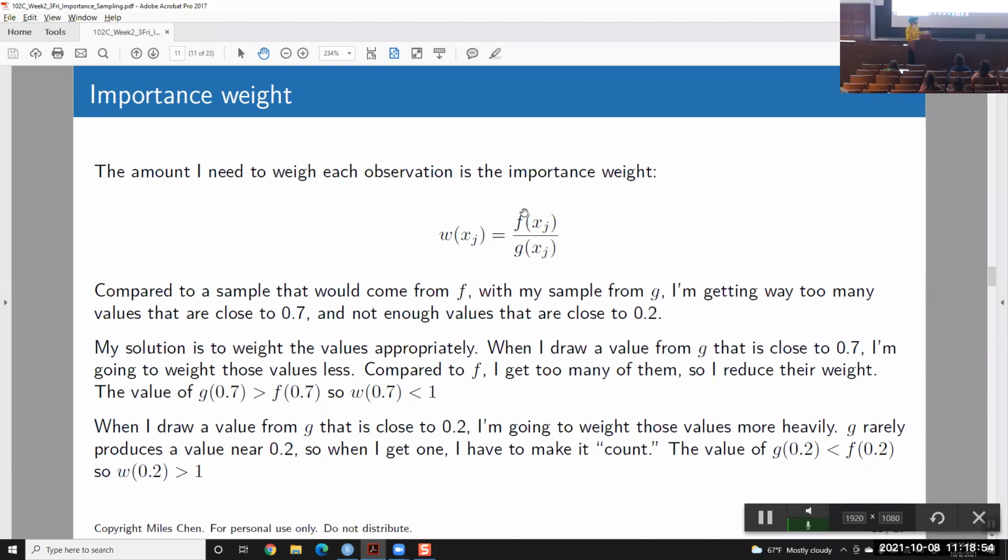And that's what this is like. We say, well, what is it that we want? This is what we're aiming for. We want F, what we have is G. How do F and G compare at these different values? In some places, you get too many G compared to F, so you're going to weight those down. In other places, you get not enough, so you're going to weight those more heavily. I think, question.